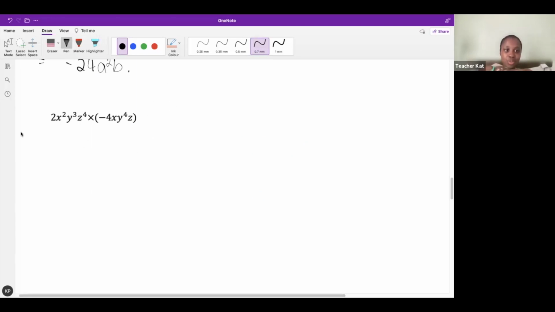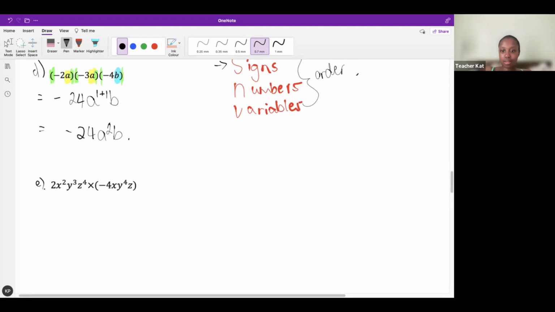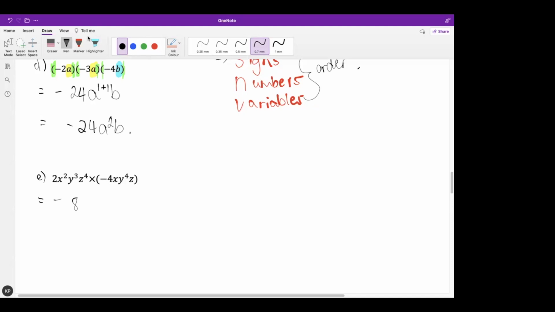I'm going back to my signs. We have a negative and a positive. A negative and a positive are going to give me what type of answer? I'm forgetting to number these again. E. So my answer is going to be negative in this case. Now I have numbers, which is 2 times 4. 2 times 4 is going to give me 8. We're done with our numbers. There are no other numbers. Now, how many different types of variables can we see in this specific case? 3 different variables. What are my variables?